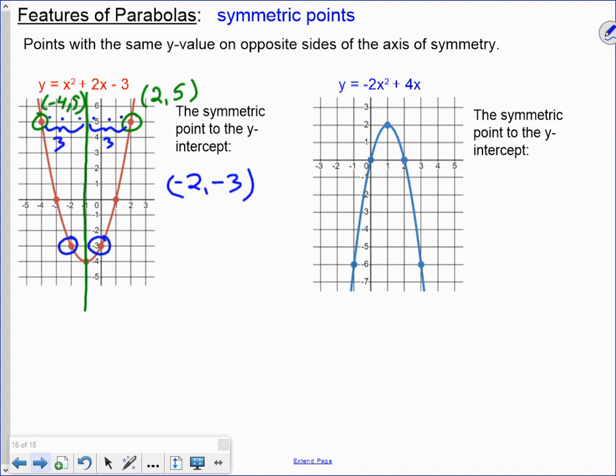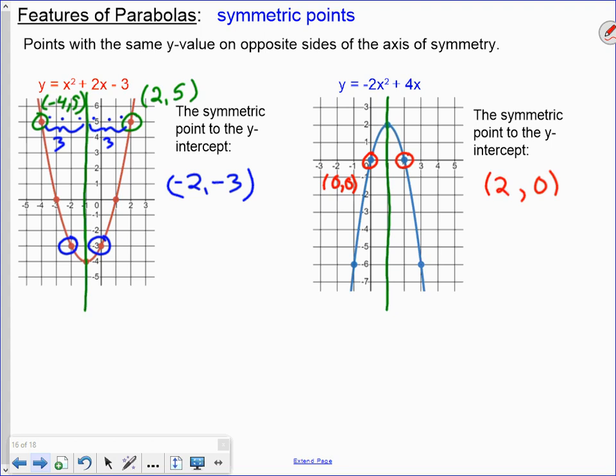Okay. Our same y coordinate as our y-intercept, but a different x coordinate. Over on our graph to the right here, our y-intercept is at (0, 0). Our symmetric point is here on the other side of our axis of symmetry. We know it's going to have the same y value, so it is going to be something, 0 as well, and we can just read off the x value from here. It's going to be (2, 0).